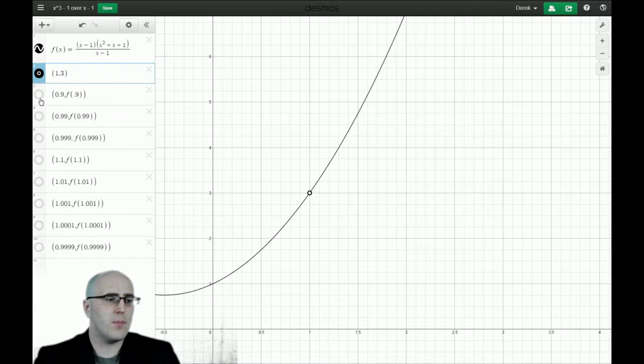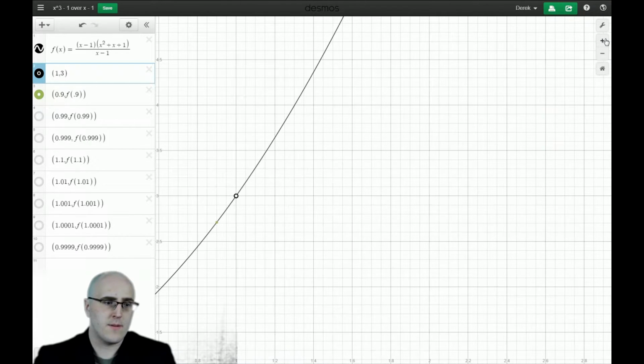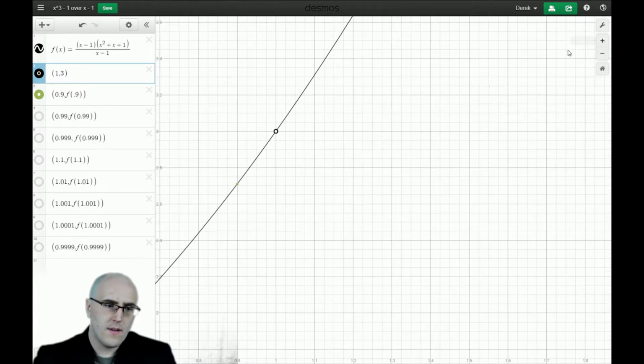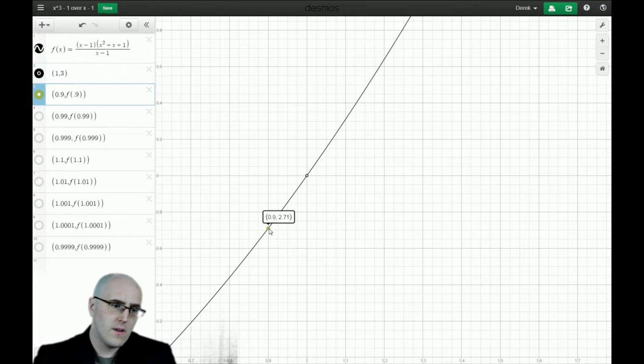I'm going to plug in some numbers that are near 1, and I want to see what values we get out. I have here the point 0.9 and f of 0.9, which is going to put us a point right here, and it's going to give us the value of the function, which is right there. I'm going to zoom in so you can see that a little better. So 0.9 and 2.71. Simple enough. And on the other side, I'm going to put a point there as well. So we're going to do 1.1 and f of 1.1. That's right here.